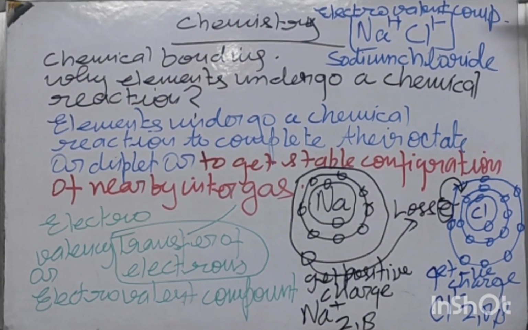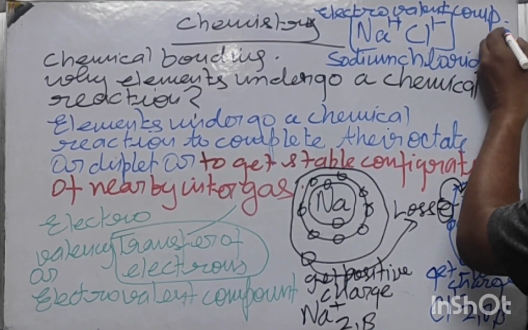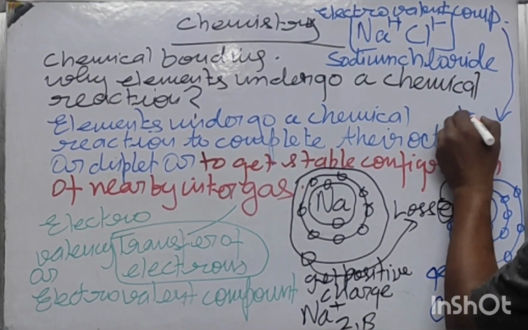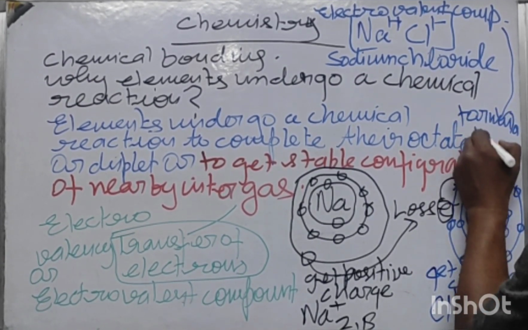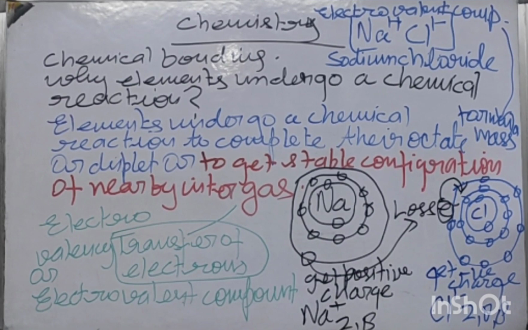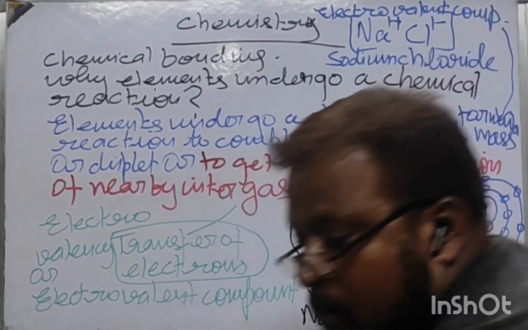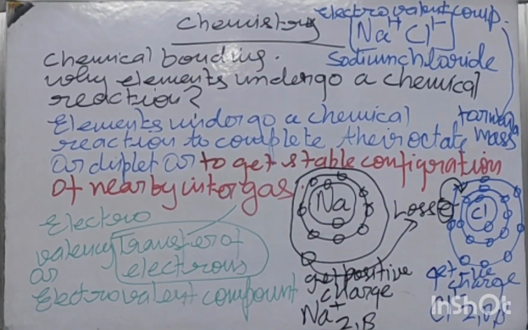And since it is an electrovalent compound, its mass is known as formula mass. We call it formula mass, right? Electrovalent compound has formula mass, and others have molecular mass. Okay. So should I rub this? So this is first, we talked about transfer of electrons, right? Okay.